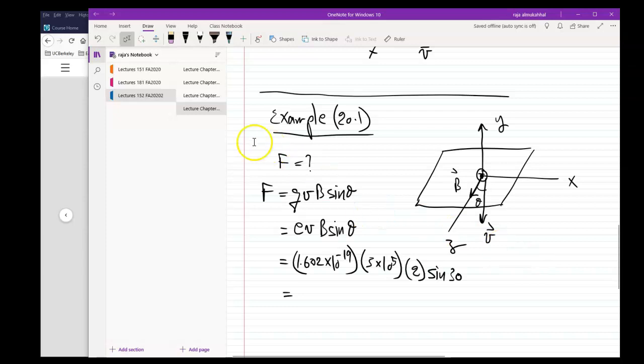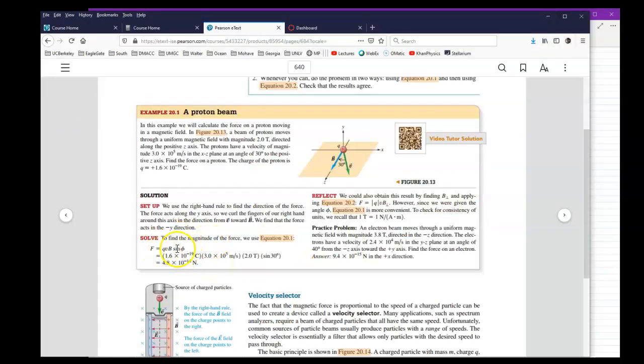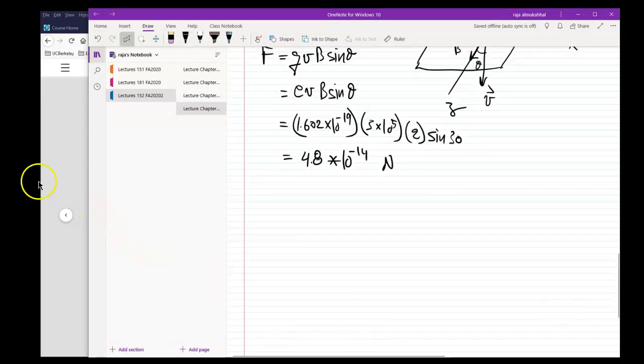And I'm sure he did it the same way. Here it is. He called it sine phi rather than theta. Doesn't matter. There we go. And then you just calculate that. And then the force would be 4.8 times 10 to the negative 14 Newton. Same thing, right? I mean, forces are all in Newton. And there we go. That's how you calculate that.